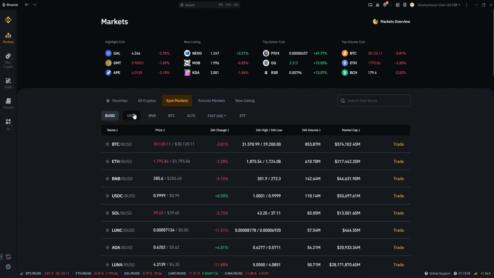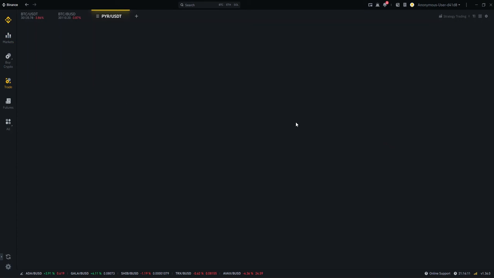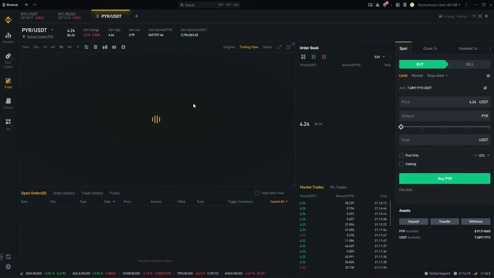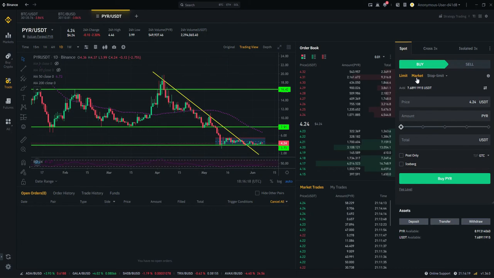and then we search the USDT pair, and we want to trade PYR. PYR has been our coin for the trainings. Now, when you're here, you just click trade, or you just click on it. If you click anywhere, it will just take you to the trading page. And here we are. So already we've talked about the market order, and we've said market order is when you want to buy immediately, okay?